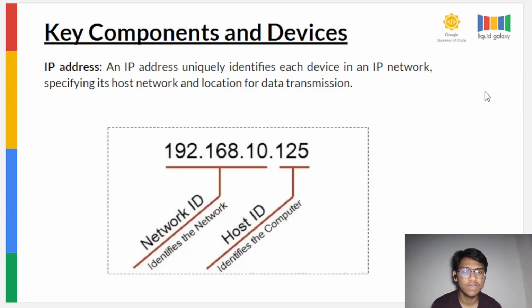When one device sends data to another, the data includes a header, and that includes the IP addresses of both the sending and receiving devices. We can see the two components in the image of the IP address. The first is the network identity, which identifies the network, and the second is the host identification, which identifies the computer.